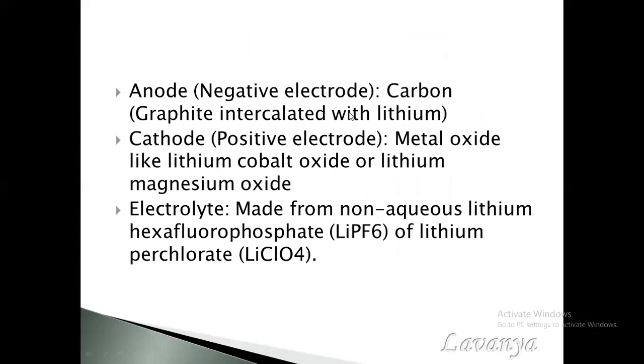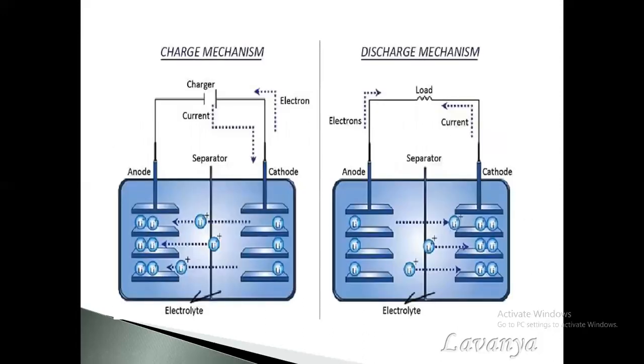And here the anode is graphite intercalated with lithium, and the cathode is a metal oxide. Generally we take lithium cobalt oxide or lithium manganese oxide, and the electrolyte should again contain lithium, generally lithium perchlorate or lithium hexafluorophosphate, which are non-aqueous. If you observe, initially we have this graphite anode, which is intercalated with lithium, and during the charging, a number of lithium ions will migrate.